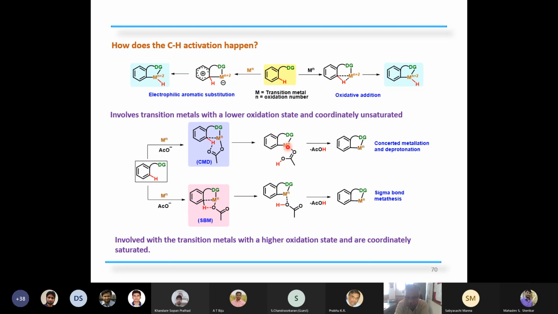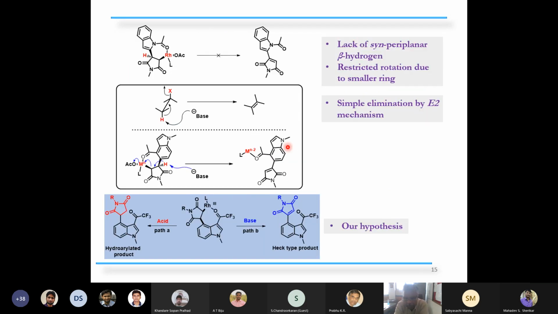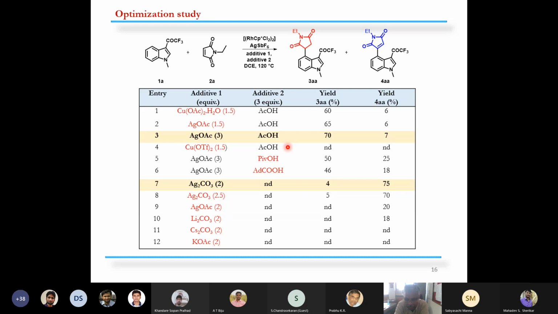Okay, so which means that in a simple Heck coupling, you need a halide or triflate, which you do not have in this case. That is what you want. Yes. Okay, good answer. I just wanted to know whether you know what you mean by oxidative Heck coupling.